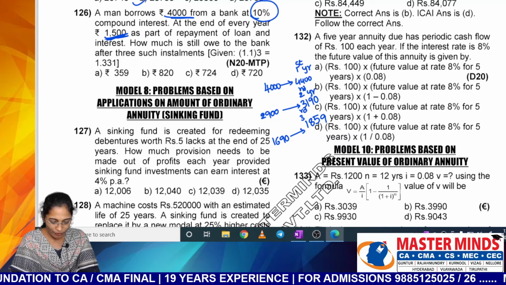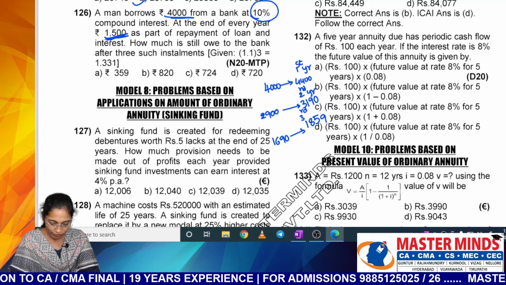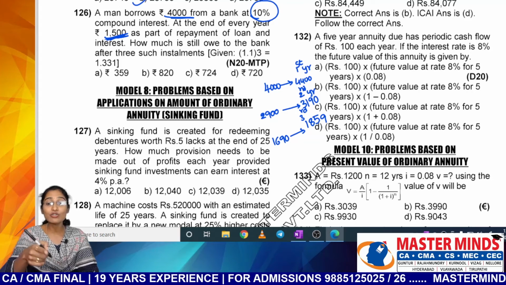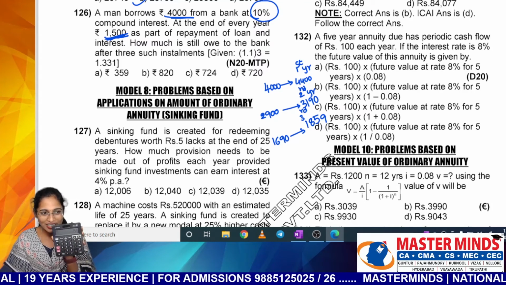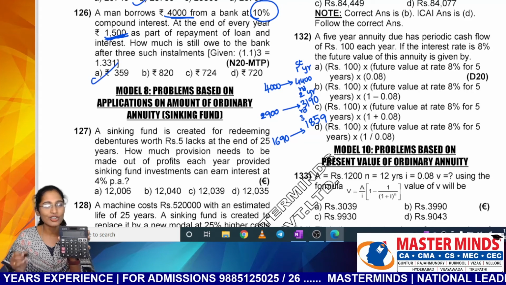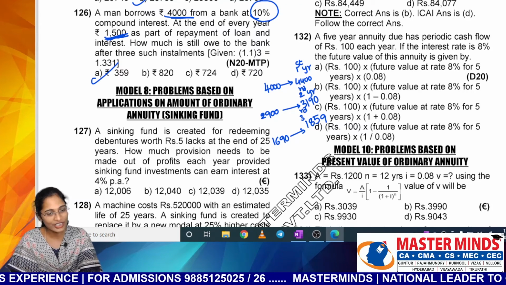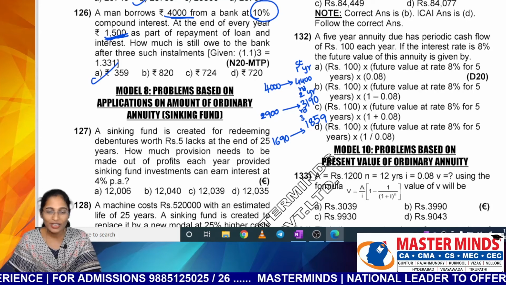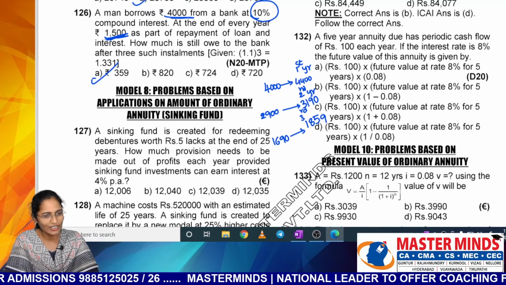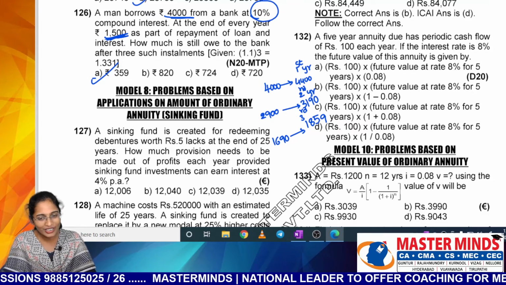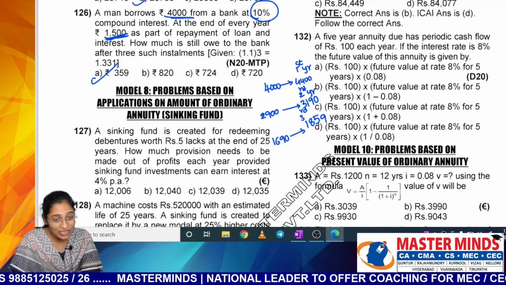Out of 1,859, you have already paid 1,500. So how much do you still owe to the bank after 3 such payments, guys? Have you got this much? Yes, that is the shortest possible solution that question 126 has, right? So if you are here in Masterminds, you are able to understand the logic, you are able to understand the shortcuts, and you are able to get the concept as well.